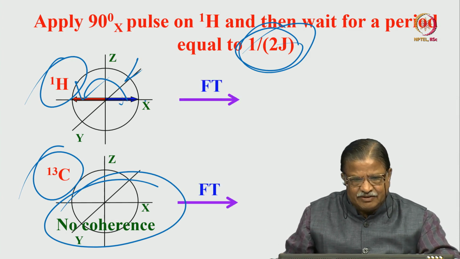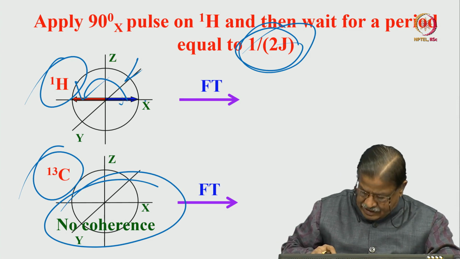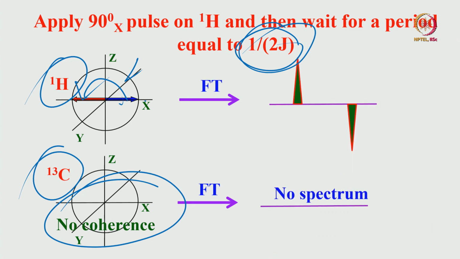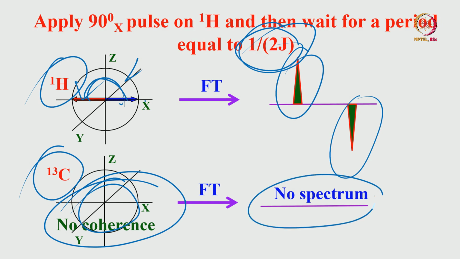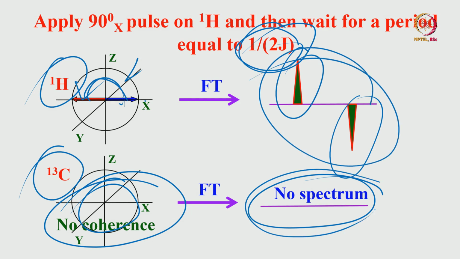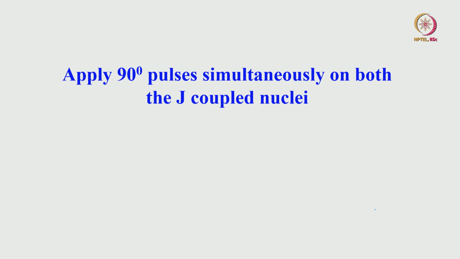Now we do the Fourier transformation. Here you are going to get a signal, antiphase character, true, one is positive, other is negative, that is fine. Here there is no coherence at all, absolutely no spectrum at all. This is just after 90 pulse, how the signal will be seen for proton and carbon. Apply 90 pulse, wait for 1 over 2J, you will have an antiphase character signal for proton and no signal for carbon. That is the concept you have to understand.